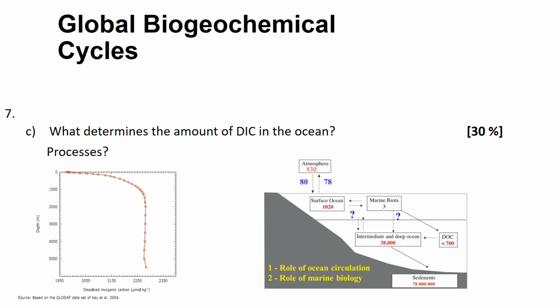Okay, so let's look at some processes as well. And one of the factors that can increase or decrease the amount of DIC in the ocean is really this difference between the surface concentration and the deep ocean concentration. So the surface concentration is largely determined by the exchange with the atmosphere, and the pH of the ocean to determine how much DIC can be stored in that water.